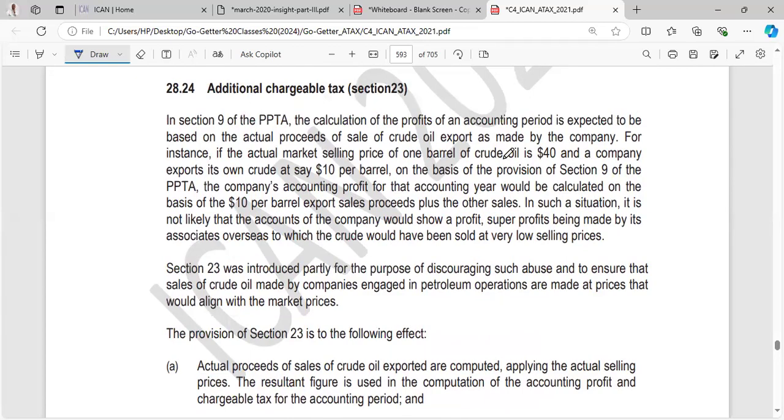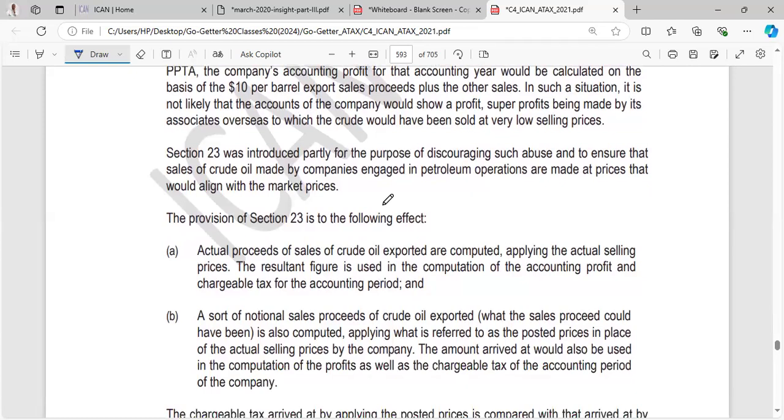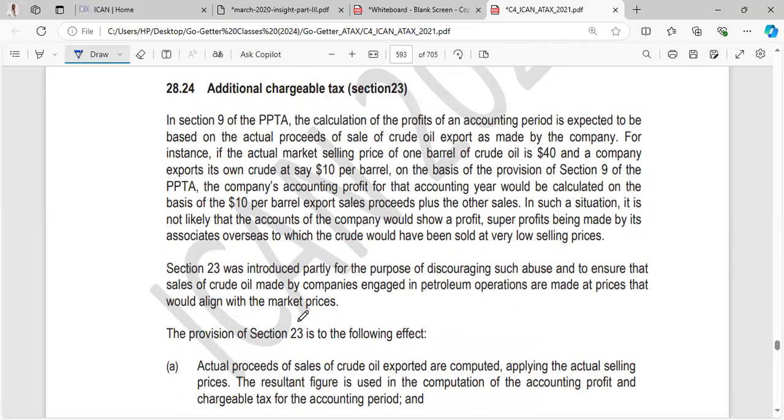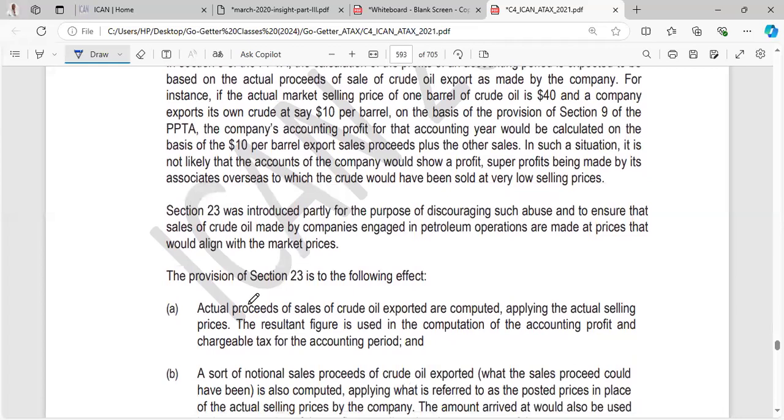So it means that if the market price is 40 and you are selling your own at 10, maybe you want to do a price war, a competition, so that people will now buy more from you than from this other market. They now want to stop the abuse. So they said the actual proceeds of sale of crude oil are computed applying the actual selling price. So somebody who sold for $10 will use $10. The resultant figure is used in the computation of the accounting profit and chargeable tax for the accounting period.